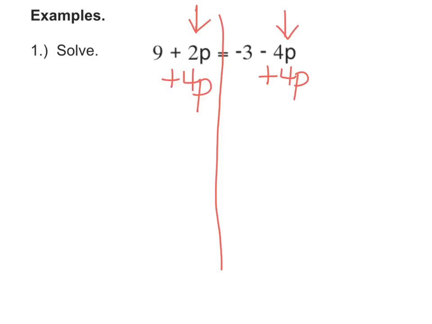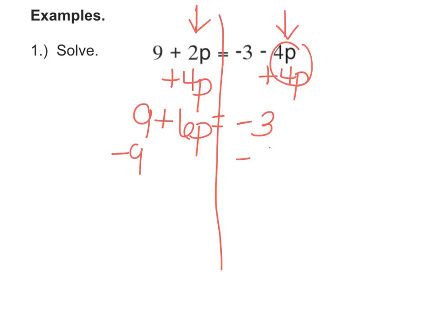Bring the 9 down. 2 plus 4 is 6p. And I'm going to bring down the negative 3. I don't bring down anything else because negative 4, positive 4 is my inverse pair and they zero out. Okay, now I'm looking at a two-step. I have addition and I have multiplication. So I undo the addition first.